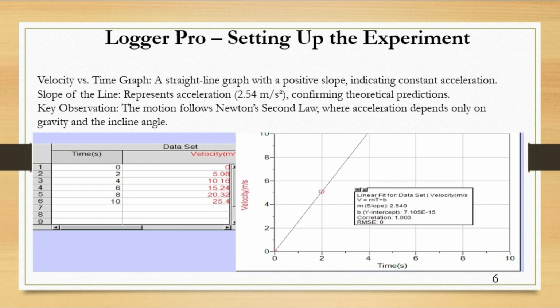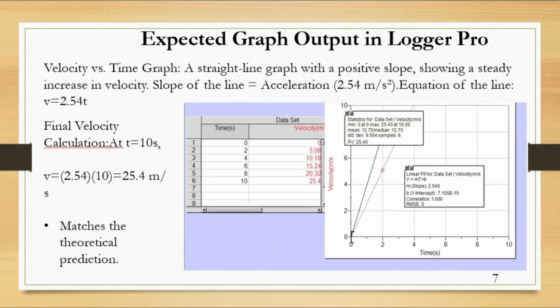The illustration in this slide displays the acceleration versus time data from Logger Pro. Because acceleration does not change from 2.54 meters per second squared, the graph becomes flat. The graph validates that Newton's second law controls incline motion by demonstrating gravity as the single element that drives acceleration. The incline angle establishes the effective acceleration value, which in this trial stays at 2.54 meters per second squared. The exact visualization of this concept emerges through Logger Pro's accurate acceleration graph presentation.